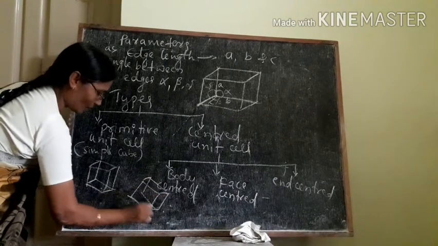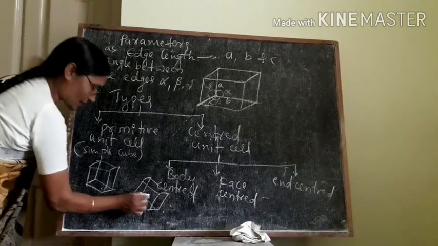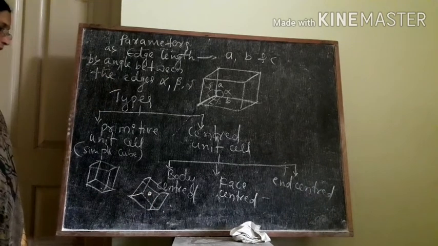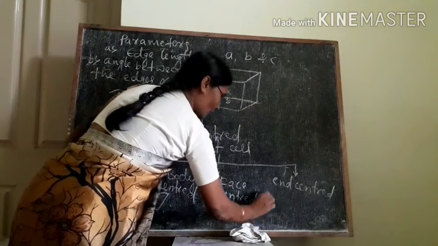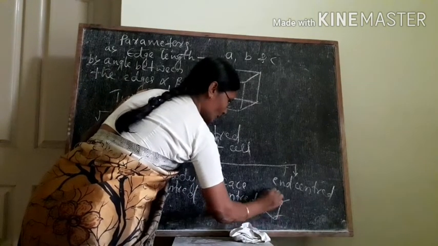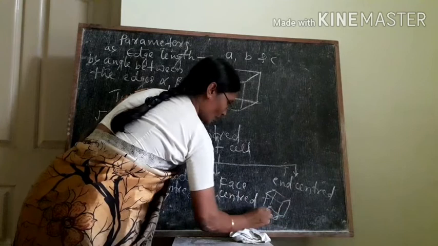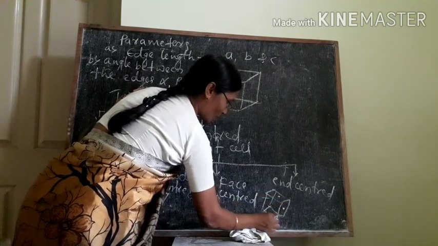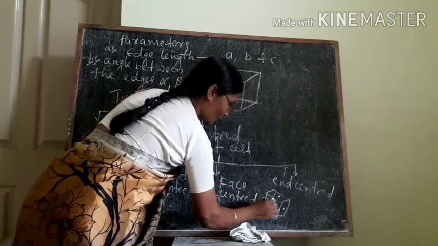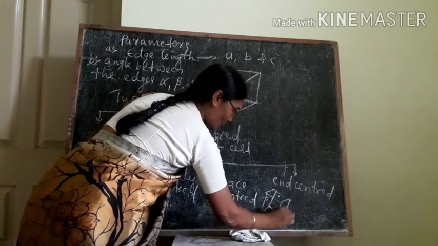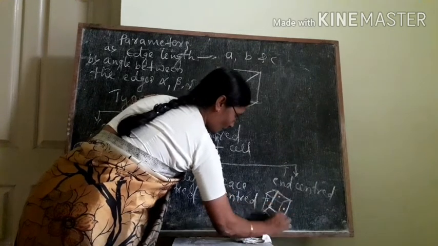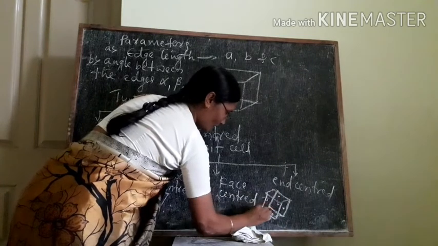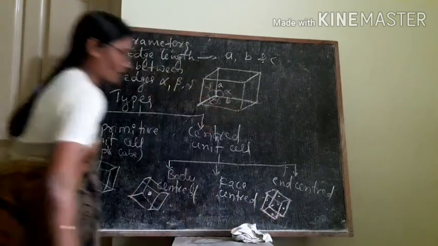If you come to body center, again I will represent one simple diagram here. First you have to draw a simple cube. At the center of the body there is one constituent particle, known as body centered. Face centered, if you take again a simple cube, each face, there are totally 6 faces. 1 face, 2 face, 3 face, and this is 4. This complete is known as one face. At the center of this, 1 point.